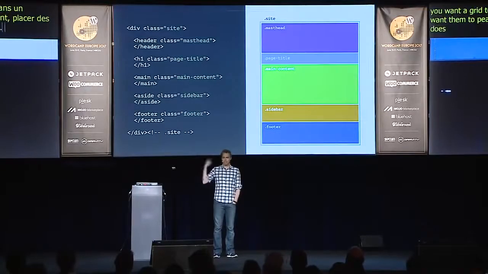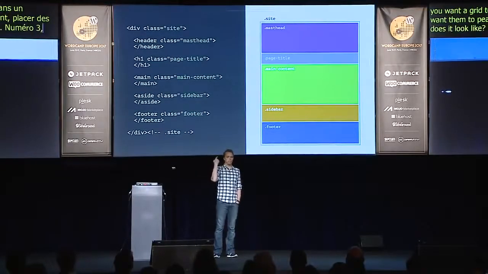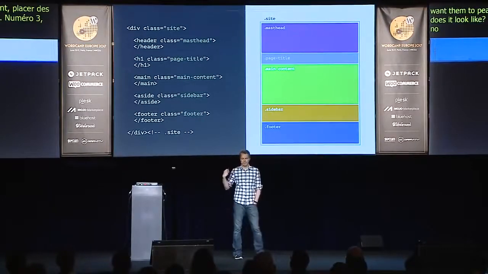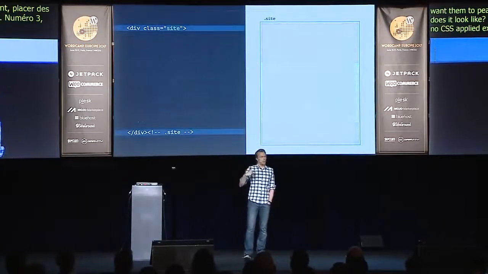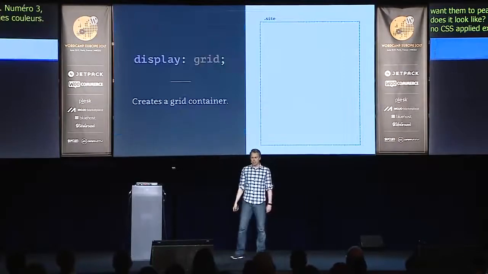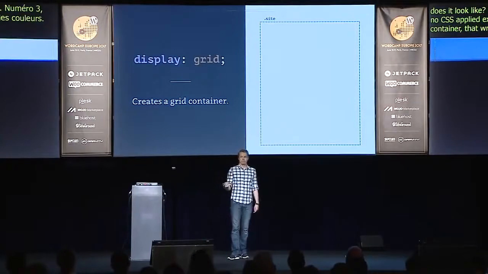Well, here's my example. This is the semantic markup with no CSS applied, except for color. Then we start by grabbing just the site container. That's the container that wraps everything. And we declare display grid. So now we have a grid.